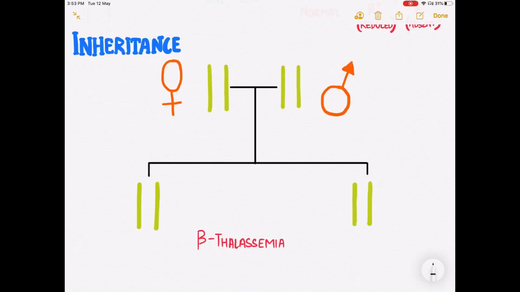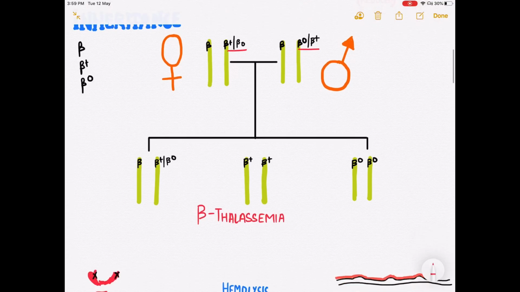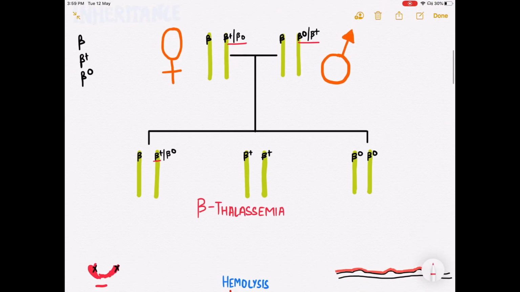So now we will see how these genes are inherited in different individuals. Let's say that beta codes for normal beta chain synthesis, beta positive for partial beta chain synthesis, and beta naught for no beta chain synthesis. Since it is an autosomal recessive disease, two mutated copies, one from each parent, are a prerequisite for this disease. If there is only one defective copy, either with reduced beta chain synthesis or no beta chain synthesis, it is known as beta thalassemia minor.